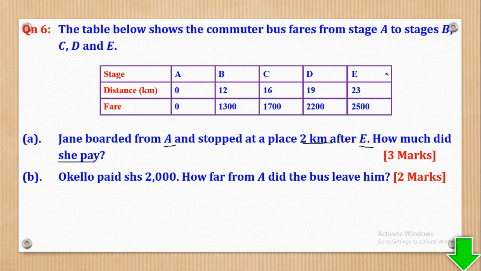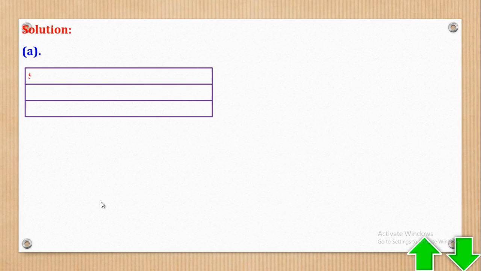2 kilometers after E, that means it is extrapolation. Then part B, Okello paid shillings 2,000. How far from A did the bus leave him? So shillings 2,000 should be between C and D, so we have to get that distance from C to D. And that is interpolation. So let's start from part A. Such questions are easily done by first locating where the unknown is. So for part A, it is extrapolation, so we shall first tabulate our values.